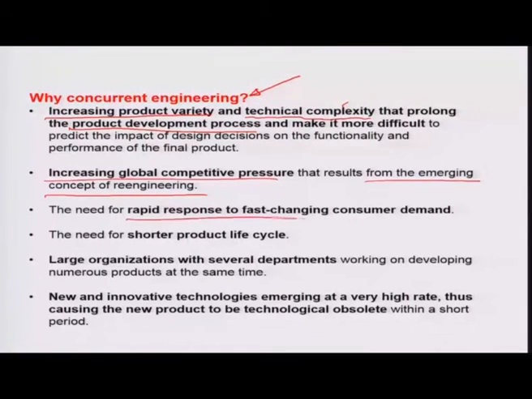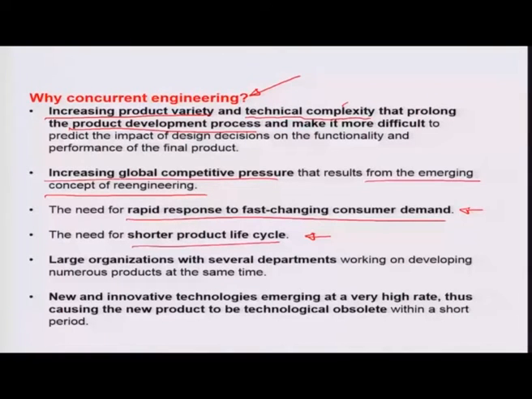The need for rapid response to fast changing consumer demands is again one of the reasons why concurrent engineering should be practiced. Then, the need for shorter product life cycles. Today's products are shrinking as far as their life cycle goes, because there is new technology which is emergent, and consumer behavior is geared by an addiction to more and more complexity in the technology. Therefore, the product life cycle of certain products has become very short, and that is again one of the reasons why concurrent engineering helps you to go ahead with the psyche of the exact market segment built into the product from the very beginning.